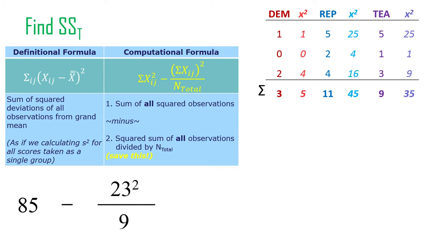Then you divide that by 9 because you're dividing it by the number of observations in the whole study. And when you do that, it works out to be 58.78. When you subtract 85 minus 58.78, you end up with 26.22, and there you go. That's our sum of squares total. It's not so terrible, especially with not very many numbers in the calculations. It's not a really difficult thing to do.